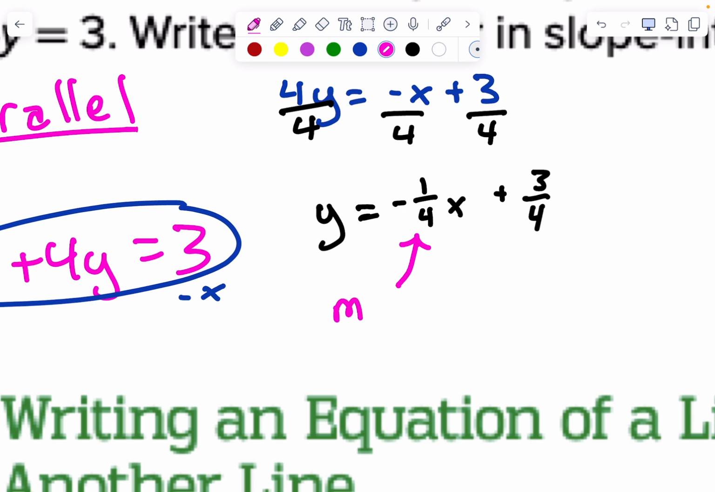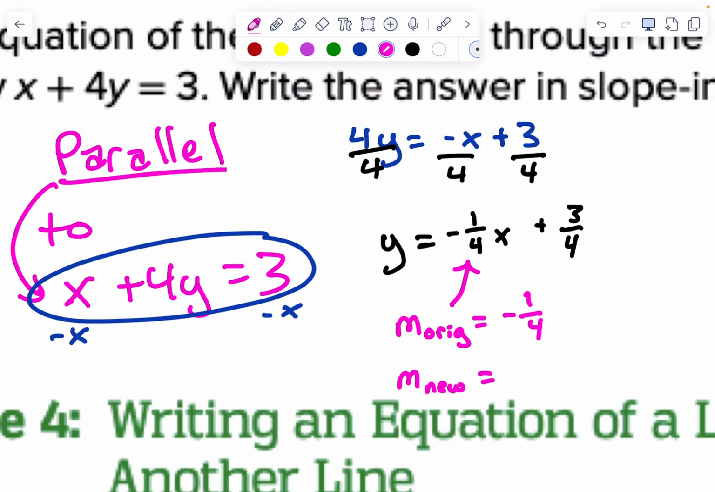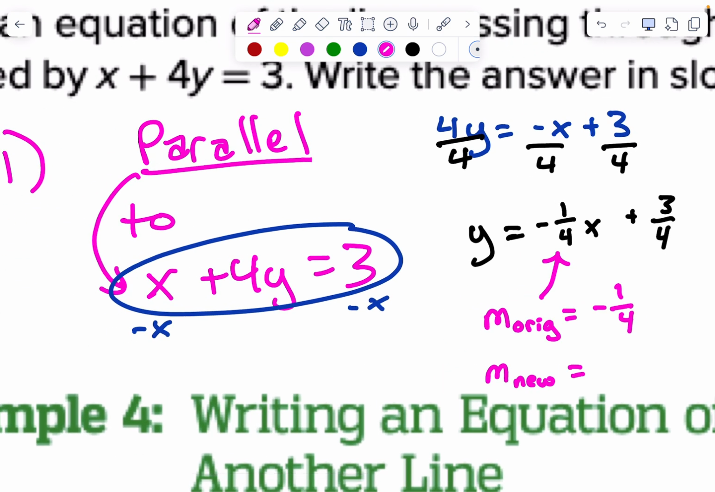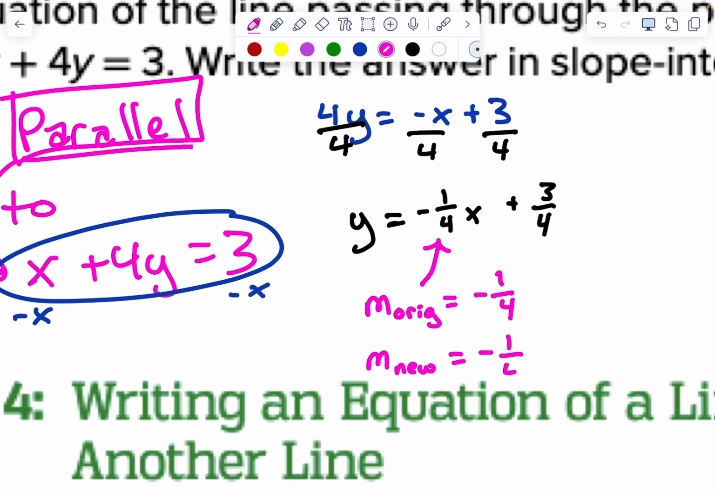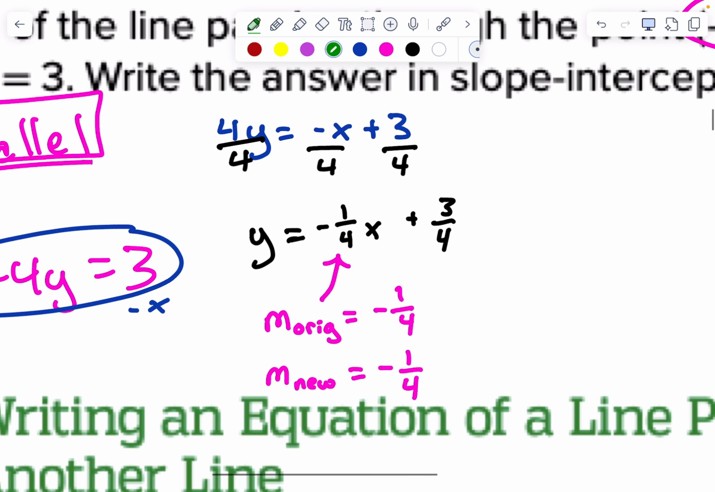Negative 1/4. I'm going to say the original slope is negative 1/4. So, what do I want my new slope to be? I want it to be parallel, so I want my new slope to be also negative 1/4. Okay, now what do I do with this 3/4 right here for the b value? You put it in a hole and you bury it because we don't use that, right? We don't use that guy.